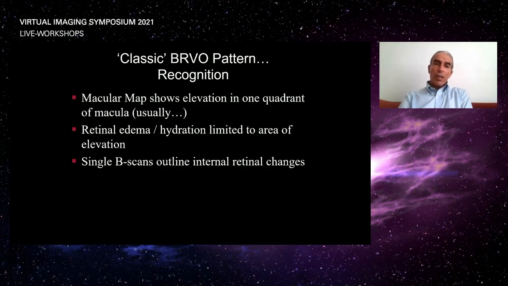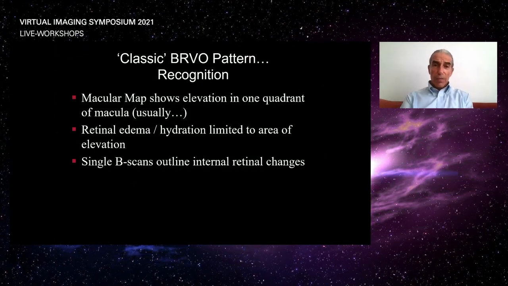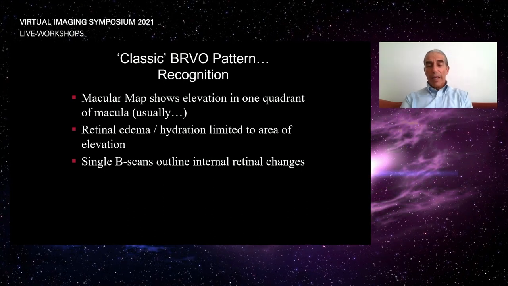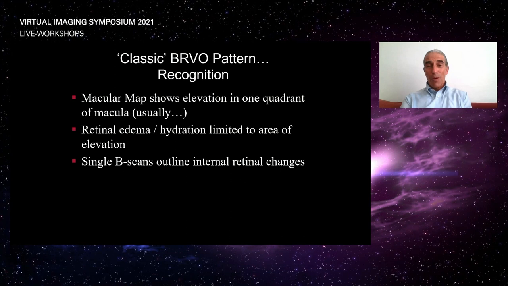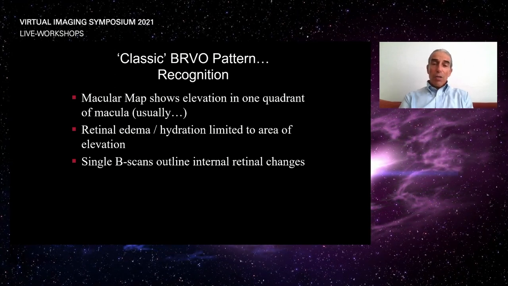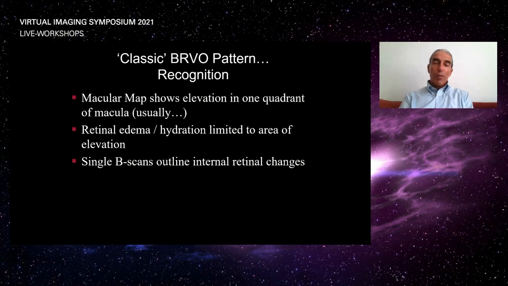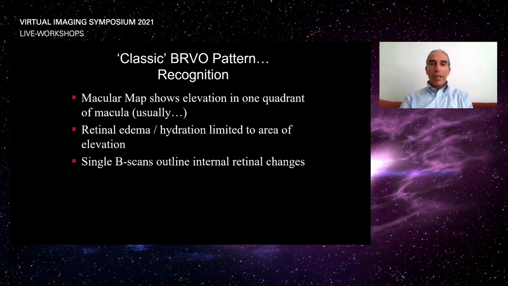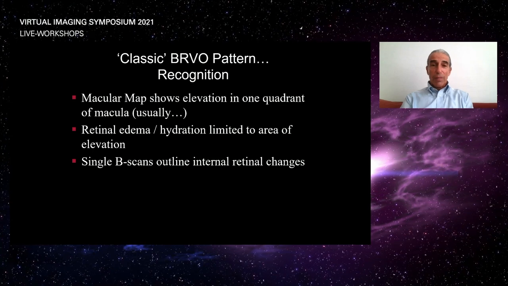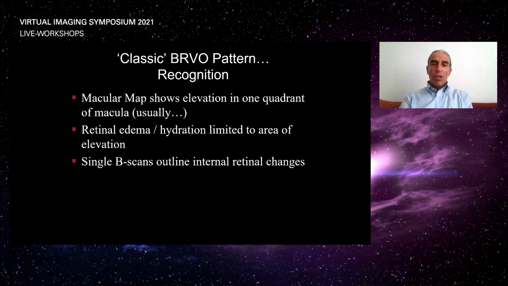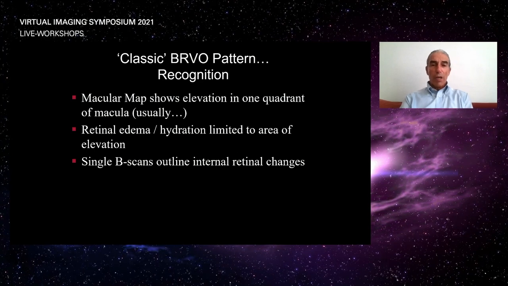The second point is what's called pattern recognition. We are now using primarily OCT for many, many cases where we should have been using multimodal imaging with fluorescein and ICG. But by using multimodal imaging, it would be, if you will, reverse engineering, we can learn to identify patterns. And macula maps, in cases of branch retinal vein occlusions, show elevations in one quadrant more than others.